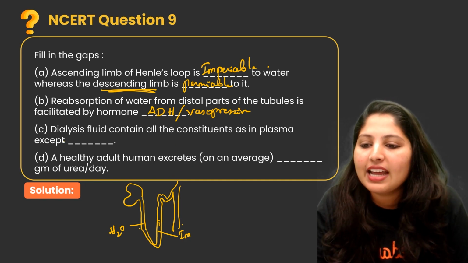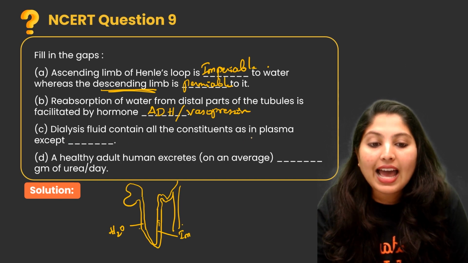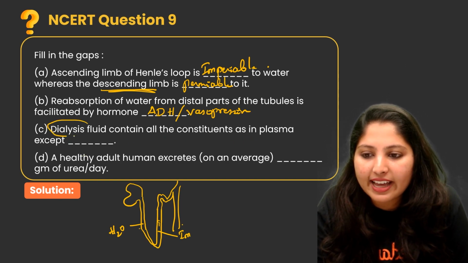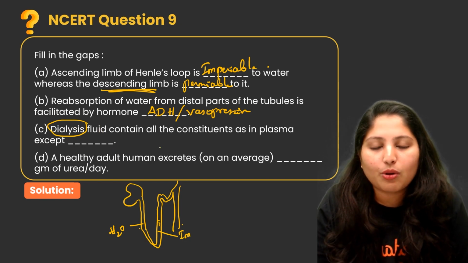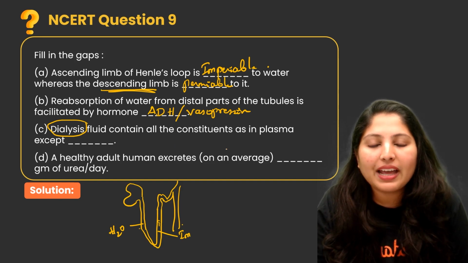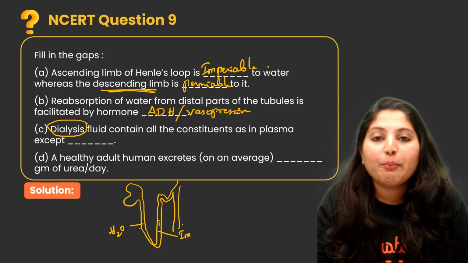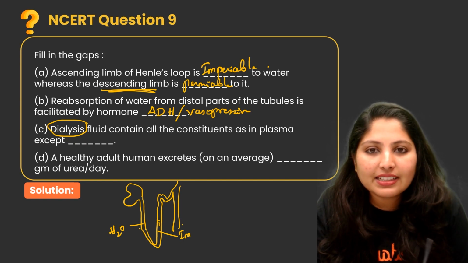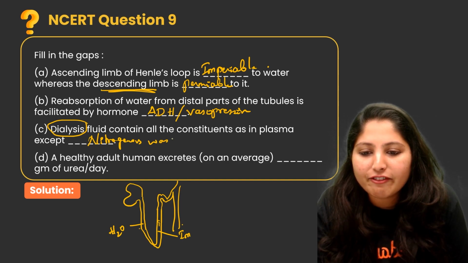Next one: dialysis fluid contains all the constituents as in plasma except one. What constituents are present in the plasma? Everything will be present in the dialysis fluid as well, but one thing is missing. What is that one thing? That is nitrogenous waste.